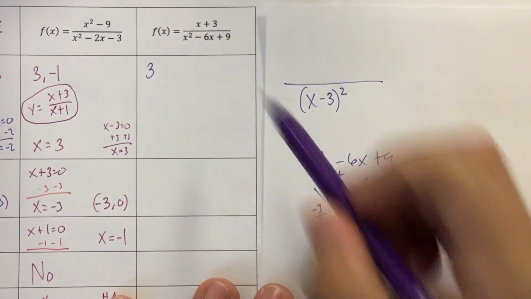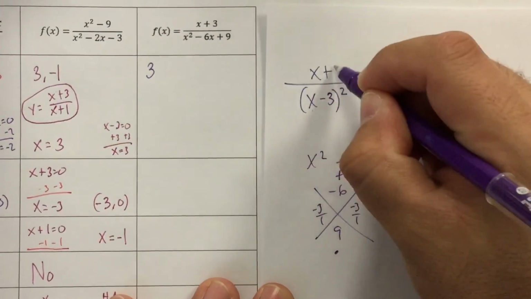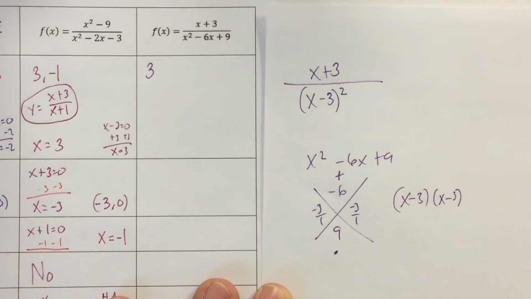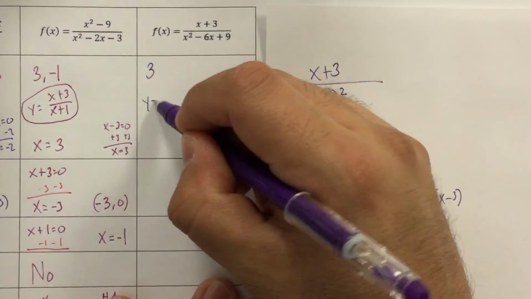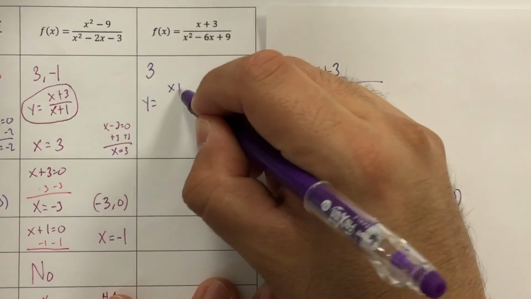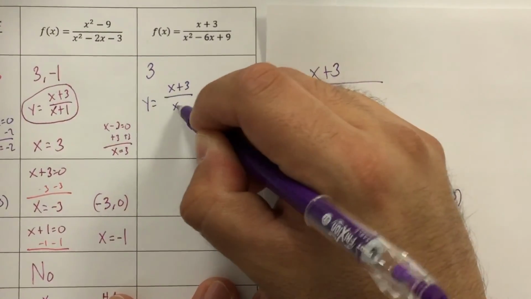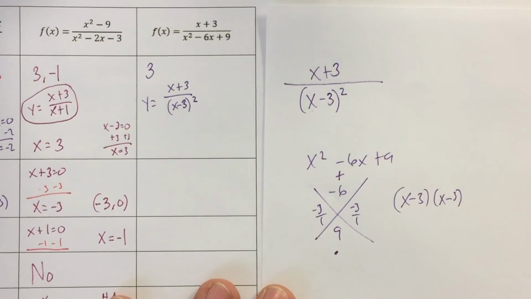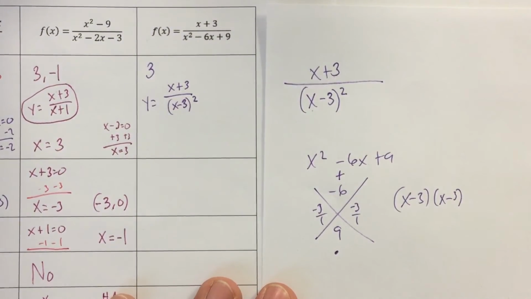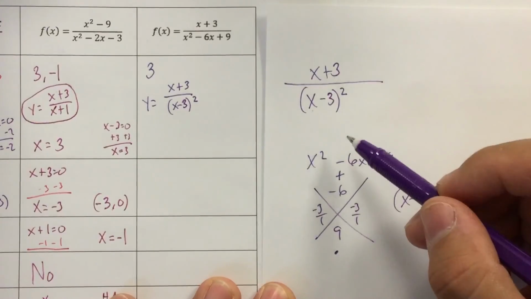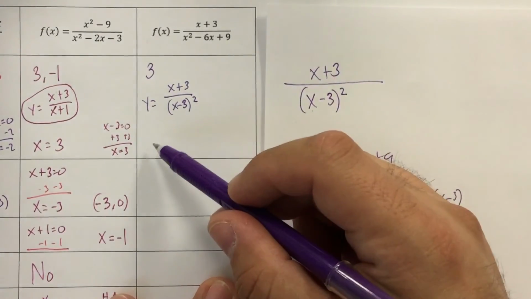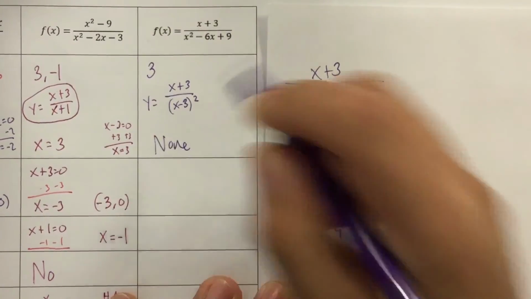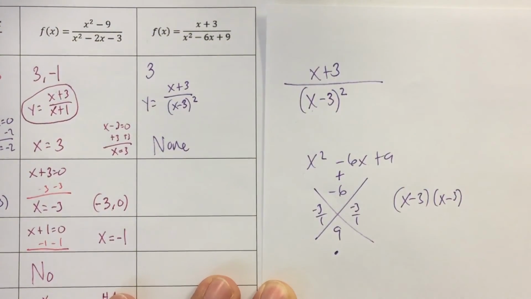Now, the top, I can't factor it. But these are not the same, right? X plus 3, x minus 3, they're not the same, so I can't cross out. So my simplified equation, y equals x plus 3 over x minus 3 squared. Okay. Now, did we cross out anything on the top and the bottom? So, do I have a hole? No. You put no or none. There is no hole. All right.